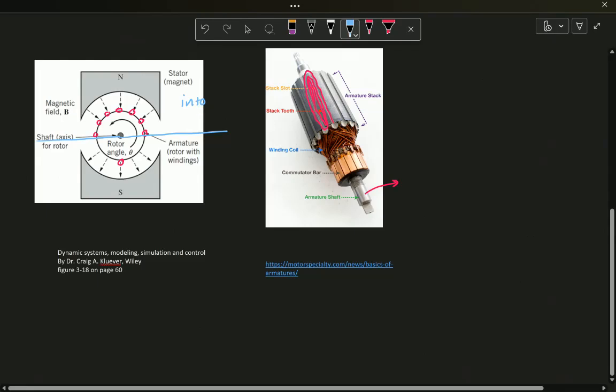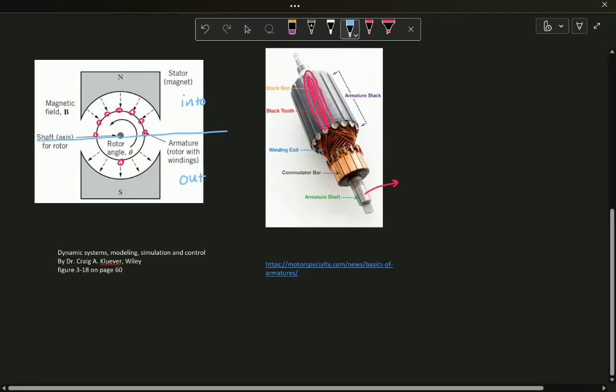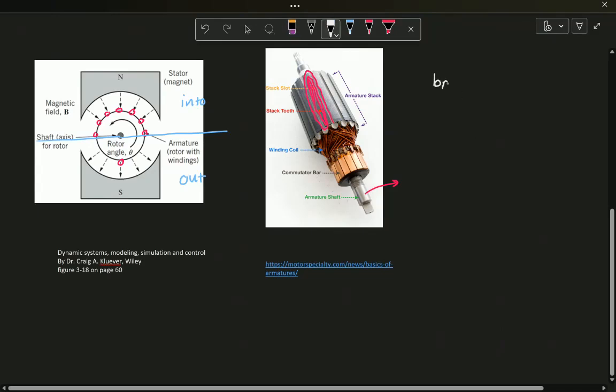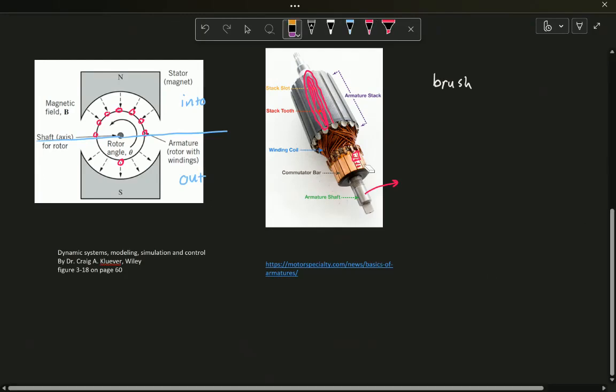Okay, and I'm going to apply some current on the wires on the second half, in a way that the current goes out of the plane. The way that we apply these currents is through something that we call brushes. We are going to apply these brushes on these commutators, and these brushes are going to be sliding on these commutators. So in a way, they're going to power up each of these wires when they are in contact with them. Now look at this.